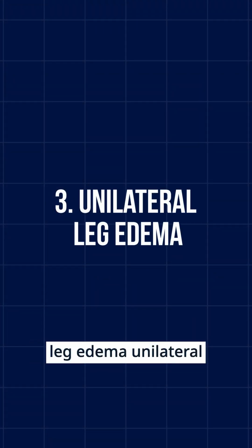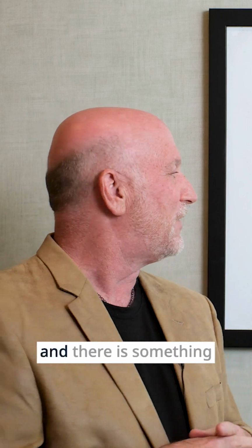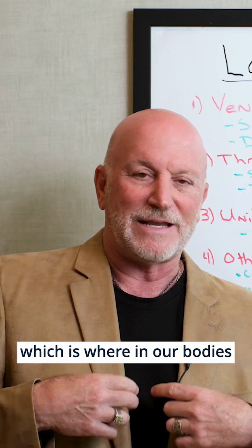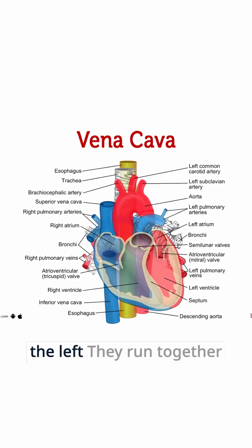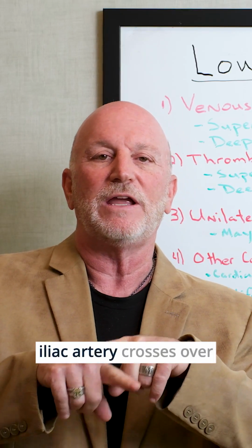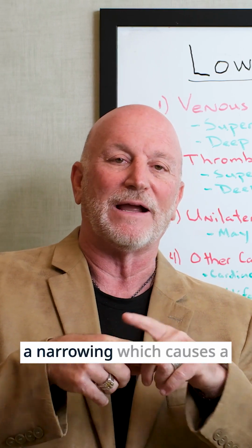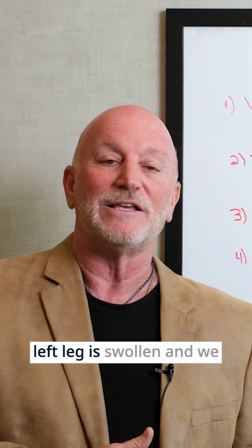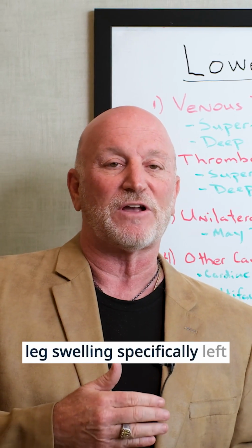Unilateral leg edema. Unilateral means single side, and typically it's most likely the left side. And there's something called May-Thurner disease, which is where in our bodies, the vena cava runs on the right and the aorta runs on the left. They run together through our abdomen, and where they cross over, the right common iliac artery crosses over the left common iliac vein, it can compress it and cause a narrowing, which causes a back pressure, which then in turn can mean that the whole left leg is swollen. And we look for that if we see single leg swelling, specifically left leg.